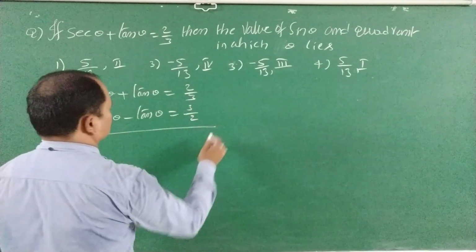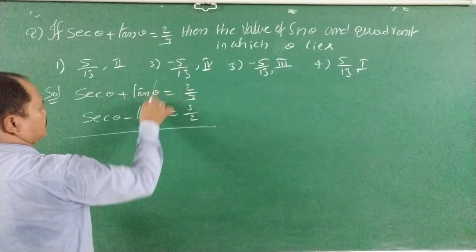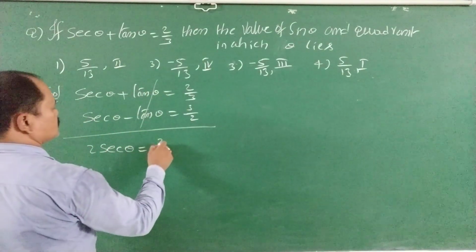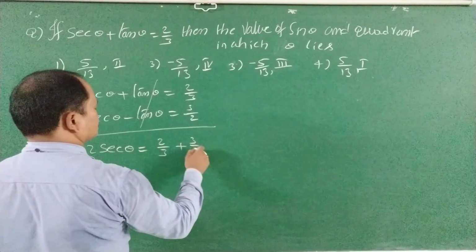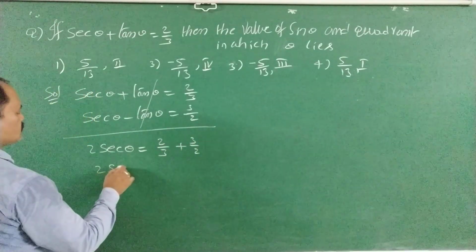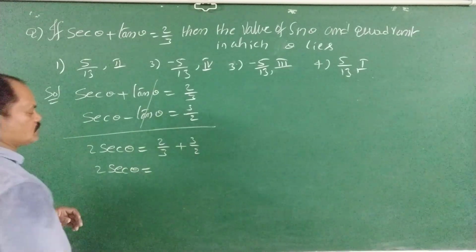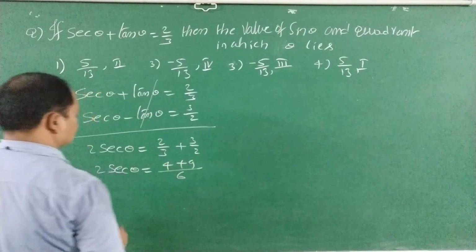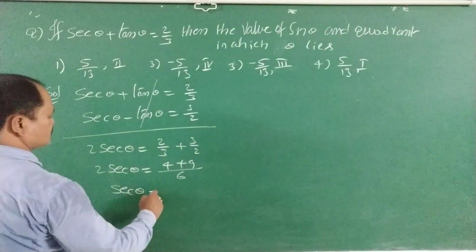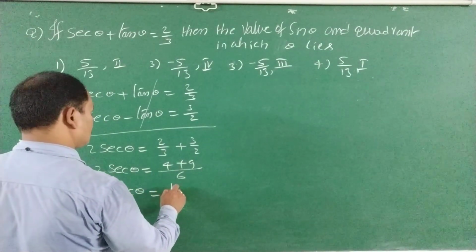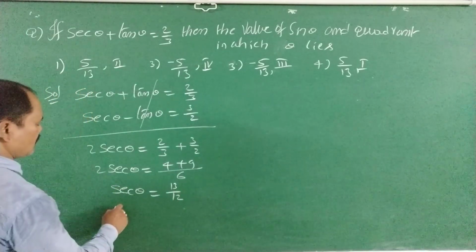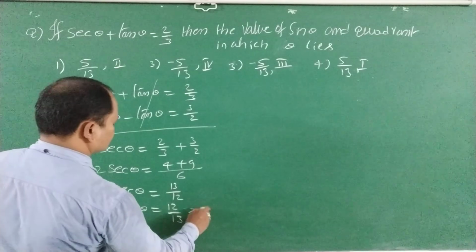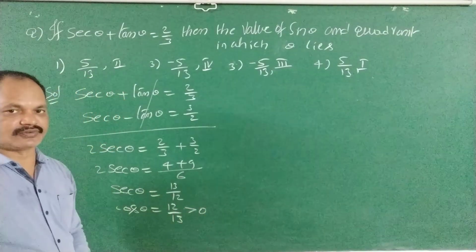Now add these two. These two get cancelled. So 2 secant theta is equal to 2 by 3 plus 3 by 2. Here the LCD is 6, so 4 plus 9. That's why secant theta is equal to 13 by 12. So cos theta is equal to 12 by 13. So this is positive, greater than 0.